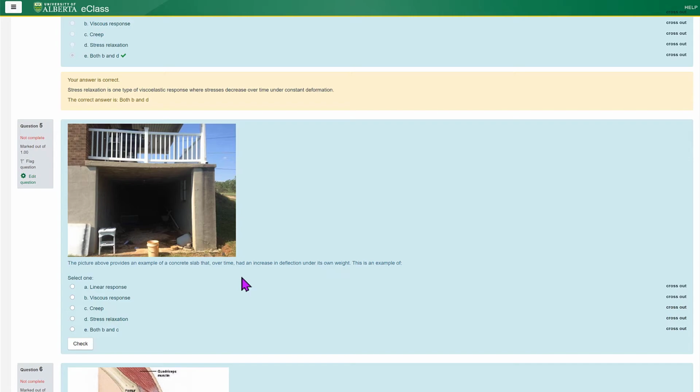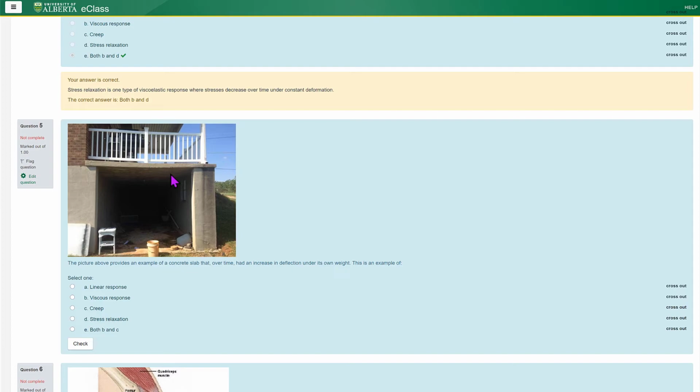And as you guys will see in the picture above, what happens to creep? Well, it means that under the same amount of load, so let's say I load a bridge, and the load stays the same, nothing changes. What you'll see is it'll start deflecting over time. The bridge will start deflecting even though there's no increase in load, and that's an example of creep.